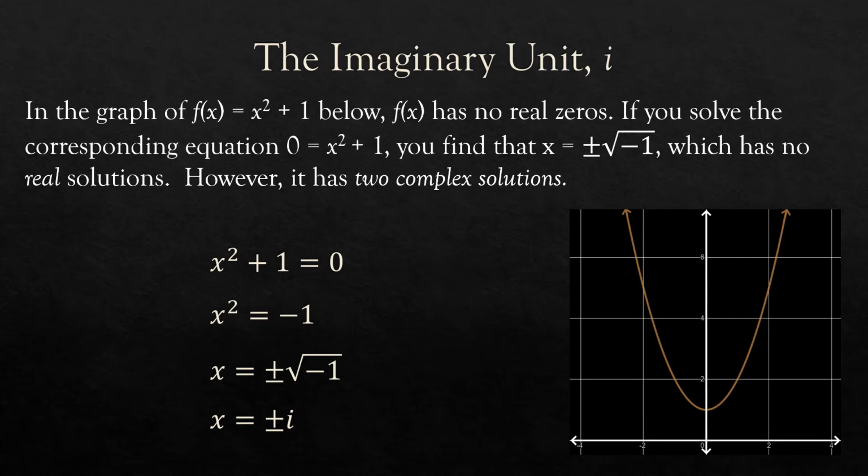We'll move the 1 over to the right-hand side to get x squared is equal to negative 1. And then we'll take the square root of both sides, which gives us x is equal to positive square root of negative 1, and x is equal to negative square root of negative 1. Finally, we will use the definition that the square root of negative 1 is equal to i. So we have x is equal to positive i or negative i.